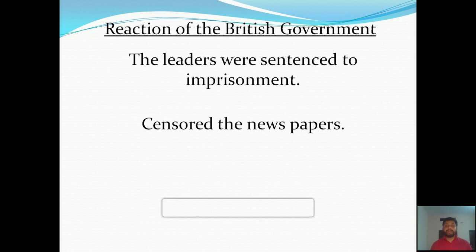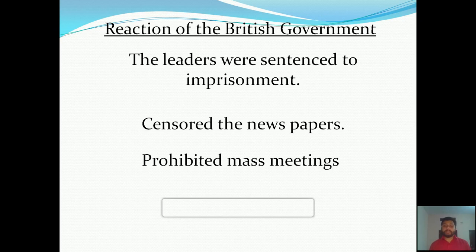The second one: censored the newspapers. Newspapers did not have any right to publish news against the British administration or the British government, so all the newspapers were censored. Again, they prohibited mass meetings. The British administrative officials knew that mass meetings were the reason behind these kinds of movements against the British, so they prohibited mass meetings and declared them a punishable offense. That's why people were not able to go for group gatherings or mass meetings.